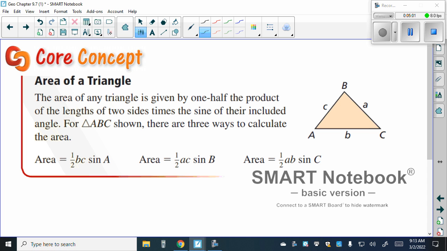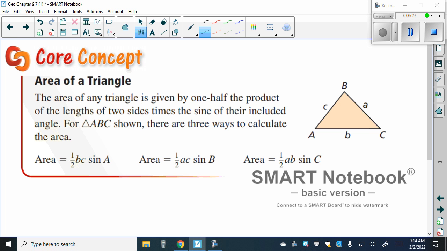But side length a and angle A are what to each other? Opposite. Angle C and side length c are opposite. Angle B and side length b are opposite. And they do that on purpose. Because even if it was FGH, this would be F, this would be little f. They always relate them in that way.